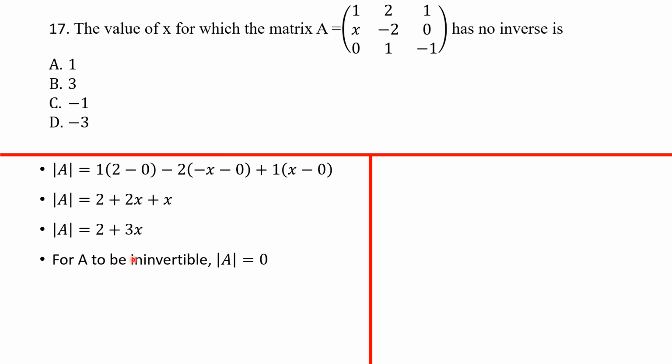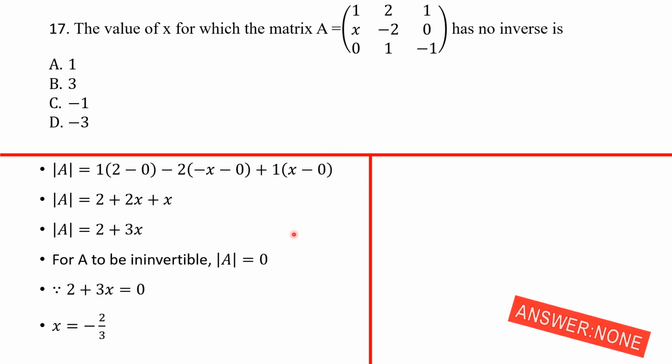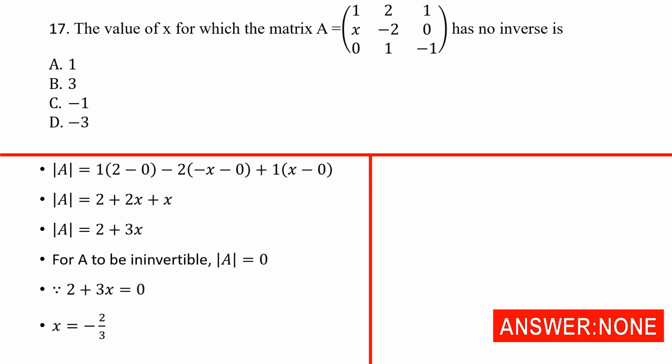So for A to have no inverse, the determinant of A has to be equal to 0. So this determinant equals 0. What do we have? We have 2 plus 3x equals 0. So our x there is negative 2 over 3. So this should be the value of x for which this matrix has no inverse. But then we don't have that answer, so the answer there is none.